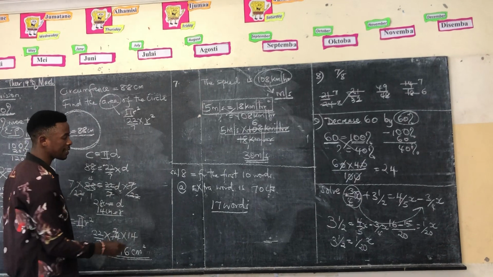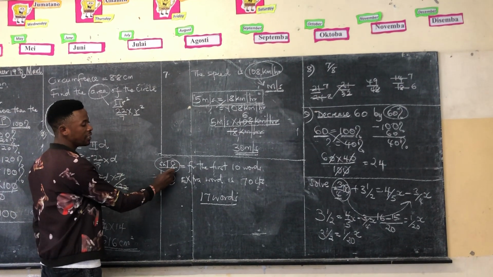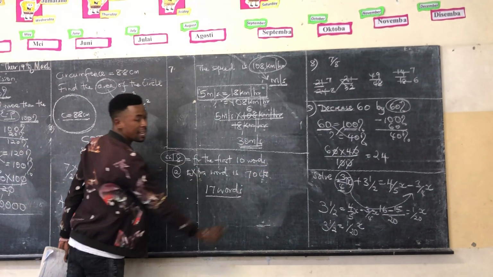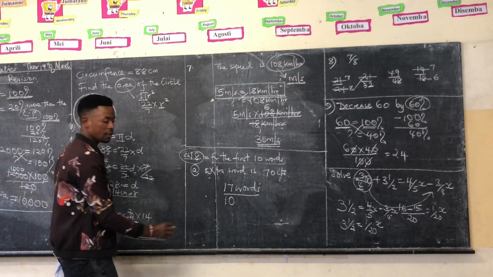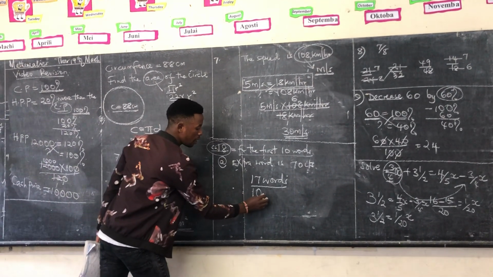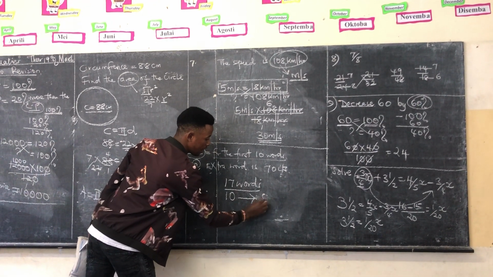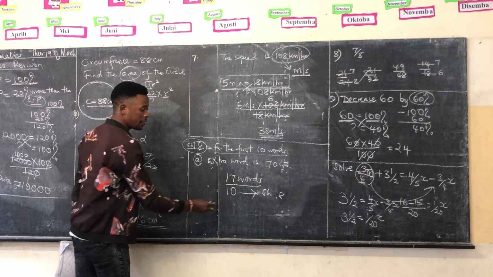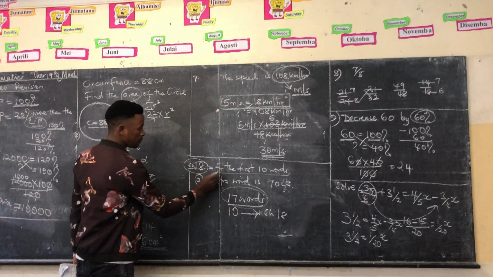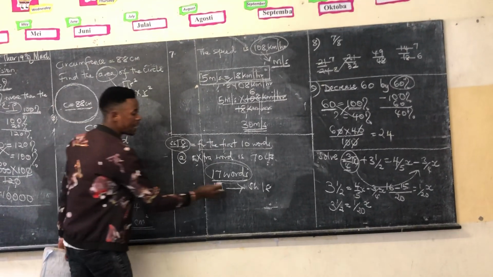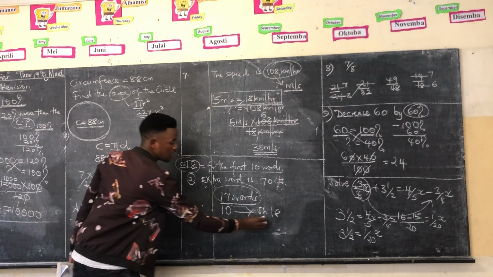Now, let's first calculate for the first 10 words. We are told that it is 18 shillings for the first 10 words. I hope you are together. So the telegram contains 17 words, but for the first 10 words, you pay 18 shillings. So let's first pay for the first 10 words, which is 18 shillings.